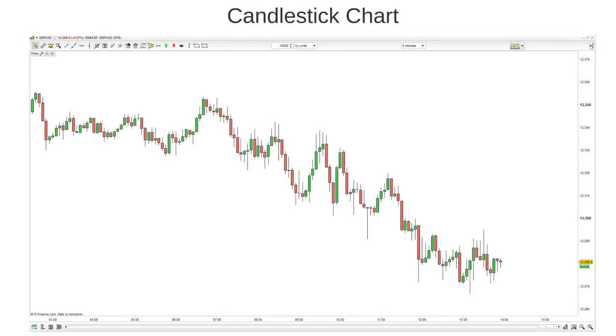So for example, here we are looking at a 5-minute chart. So this means that each candle takes 5 minutes to form and represents 5 minutes of price action. Price action simply refers to the movement of price. So how do candles show us where the price has moved? Let's take a closer look at a candle.